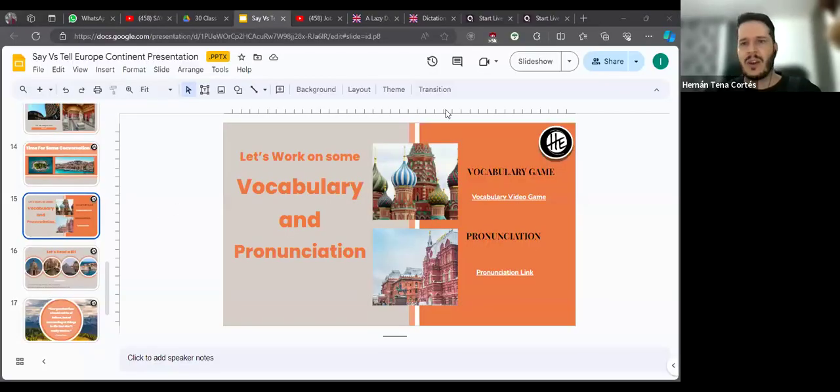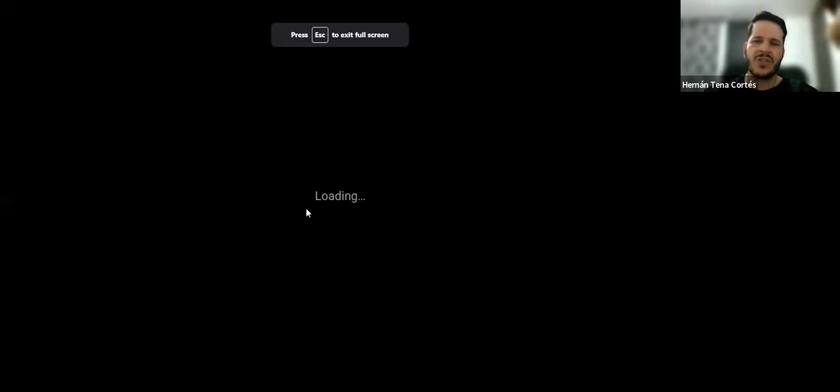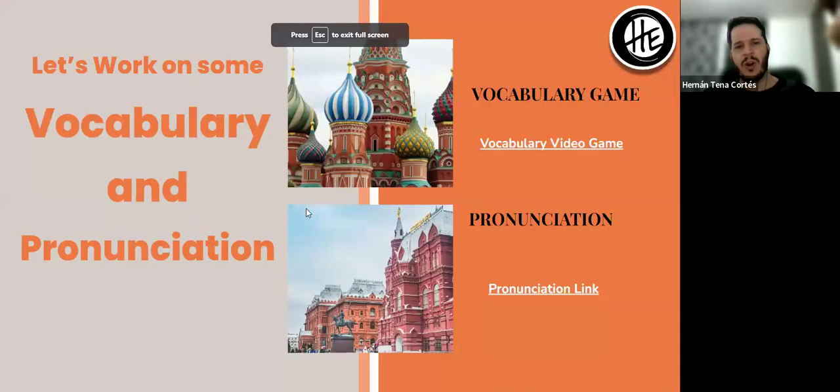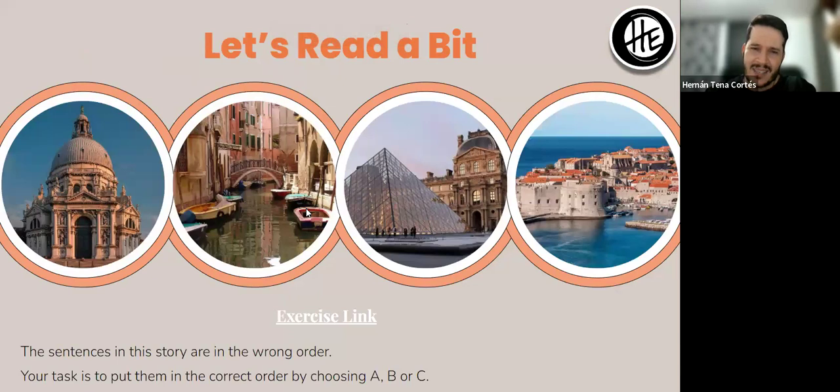We've already worked on a little bit of pronunciation. We've already worked on a little bit of vocabulary. Let's go, and we're going to do something different here. We're going to work on reading, but this is a reading comprehension exercise that's a little bit different from the other ones, because you are going to see some sentences of a story, but the sentences are in the incorrect order. You have to put them in the right order, in the correct order.